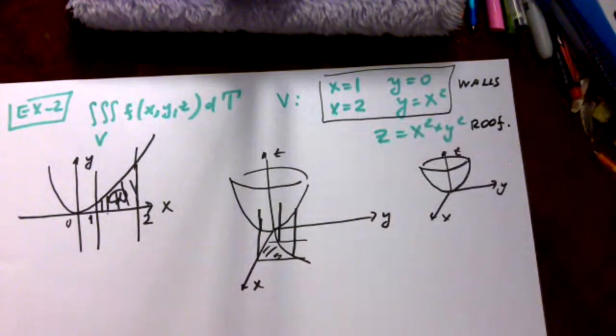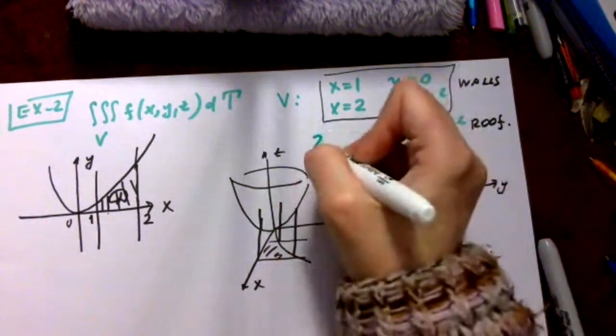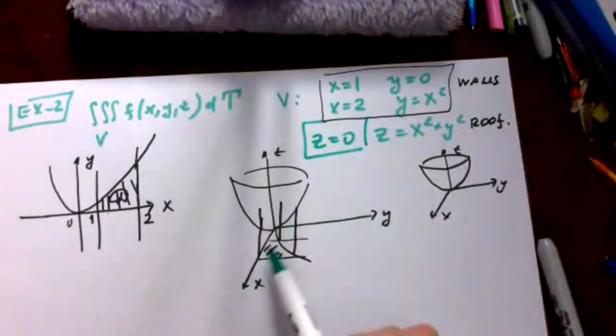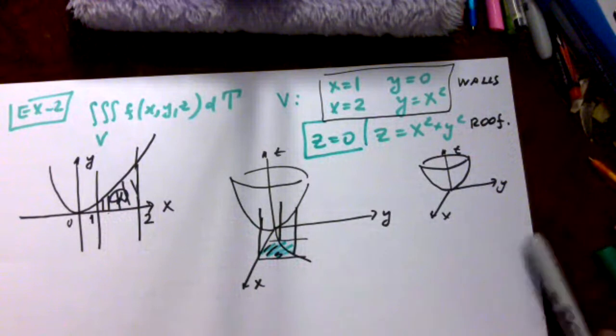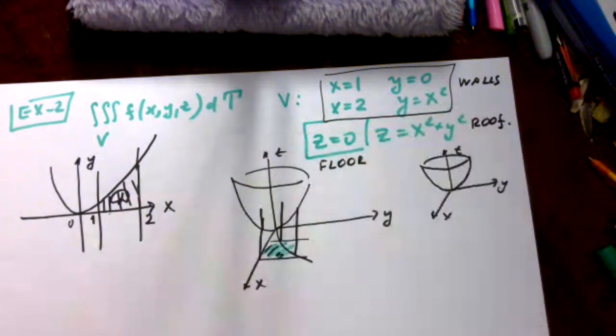You know what? I forgot to mention one more surface, by the way. I made a little mistake. Let's correct my mistake. There's one more surface: z is equal to 0. This is the floor of our house.